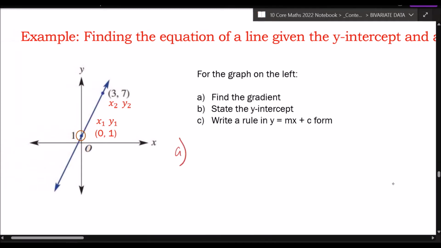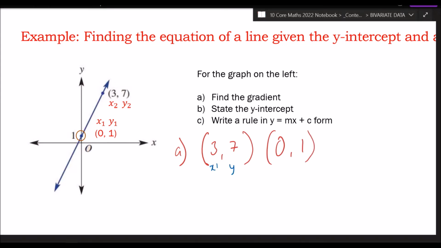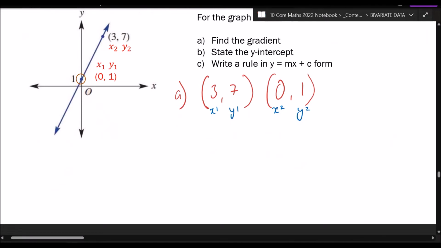The 2 points we're using. Anyone want to tell me what the 2 points are? What are the 2 coordinates? Jamie, can you tell me? 3, 7. Good. So you've got 3, 7, and then 0, 1. It doesn't matter which one you use first or second, as long as you've labeled them properly as x1, y1, x2, y2, so that you use the formula properly. Let's find the gradient.